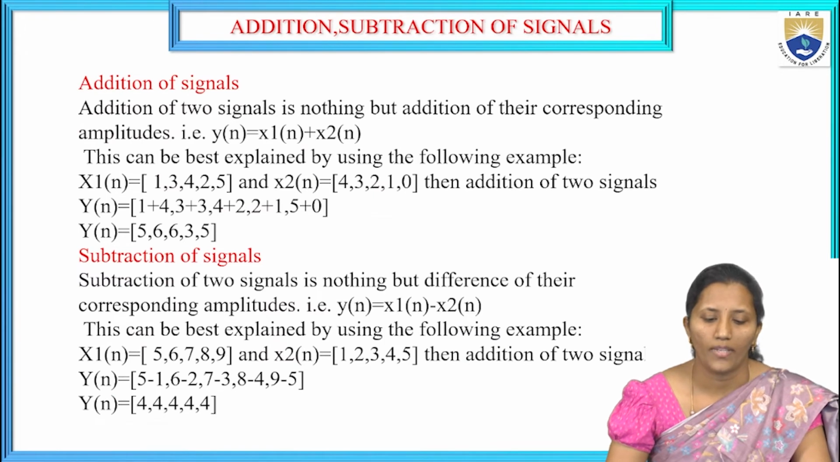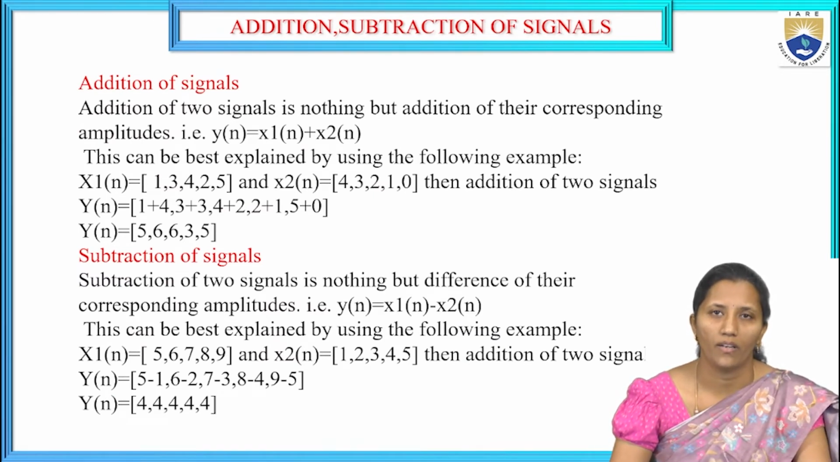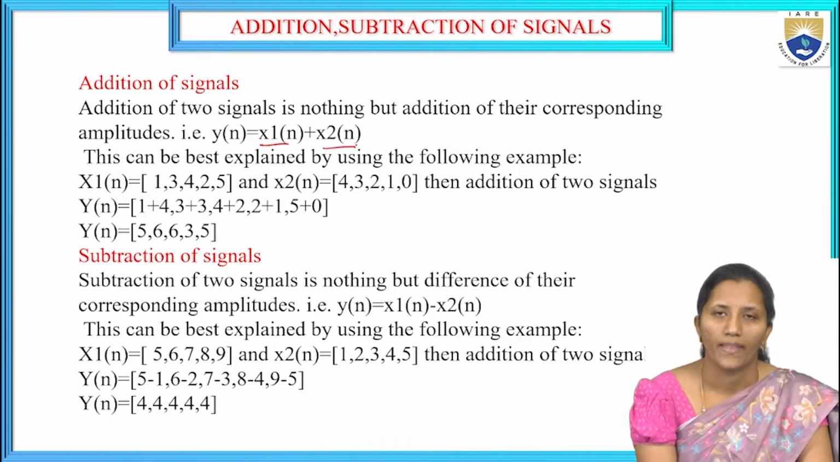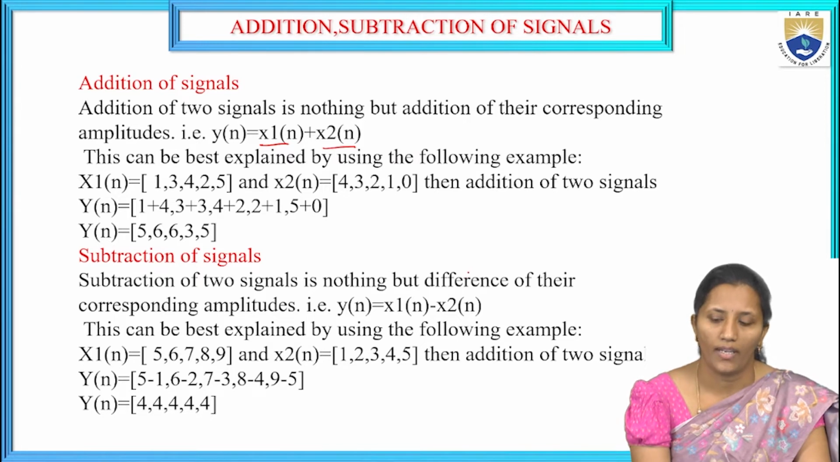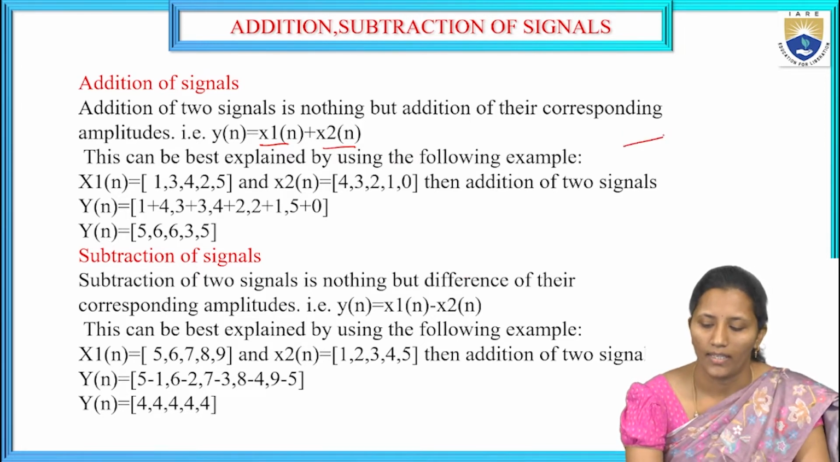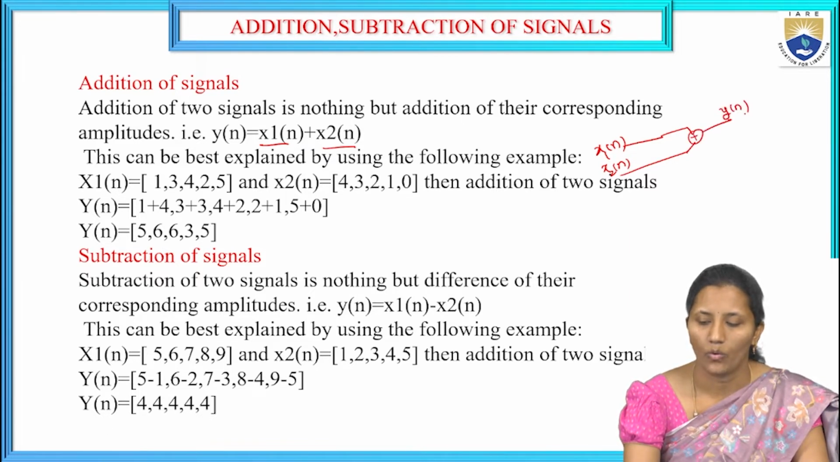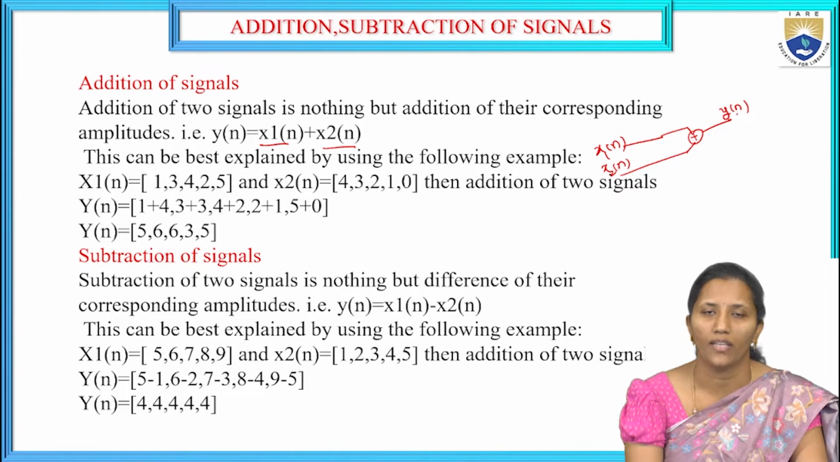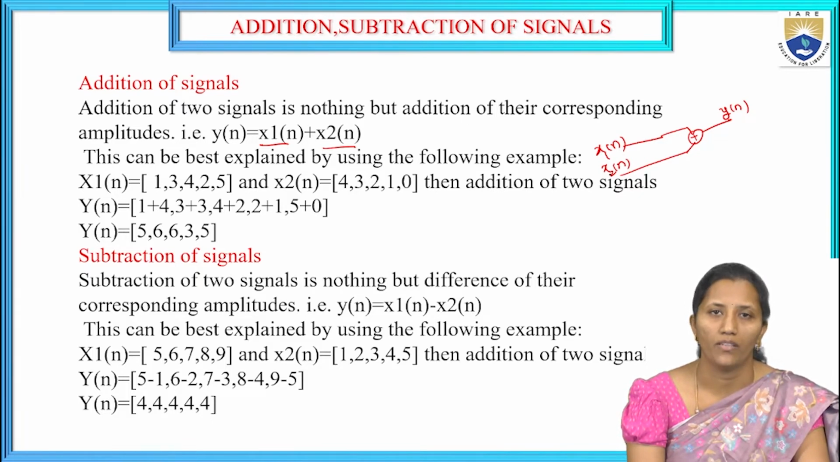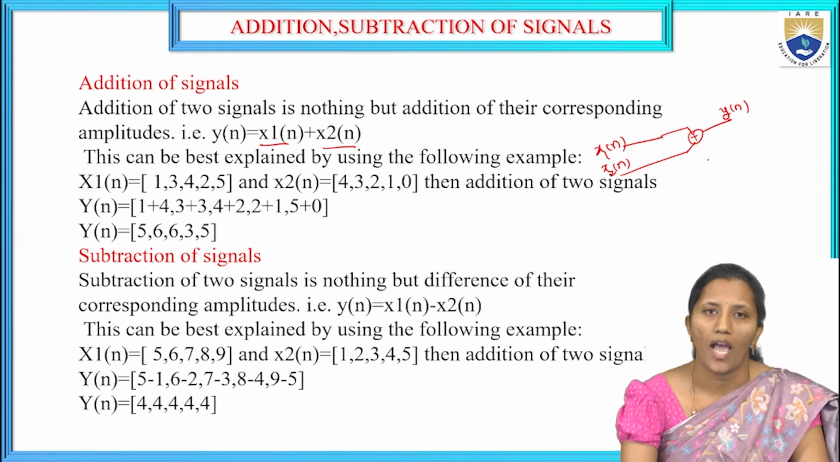Another operation on the dependent variable is addition of signals. If we consider two signals, x1 of n and x2 of n, and add both signals, we get y of n. Here only the amplitudes of the two signals at the corresponding sample values will be added, and it will not affect any y-axis values. Only the amplitude of the signal changes.